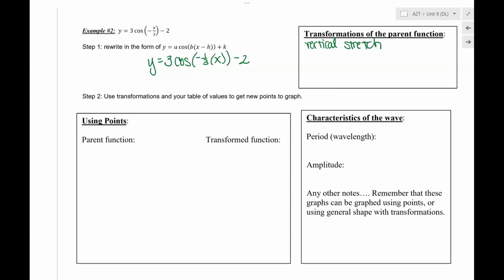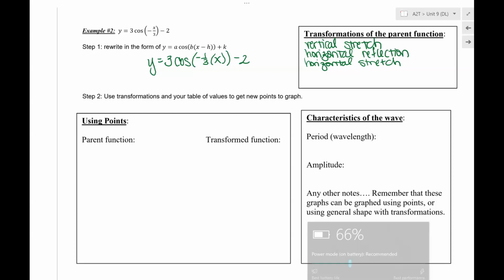Our b value is -1/3. So not only do we have a horizontal reflection, we just talked about starting at (0, 1). If there's a horizontal reflection, is that going to change? Good. No, it shouldn't. If there was a vertical one, yes. And there's a horizontal stretch because the b value is 1/3. There isn't an h, and k is -2, so we go 2 units down.